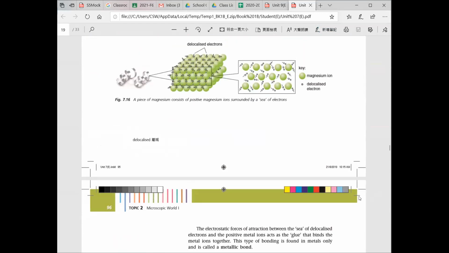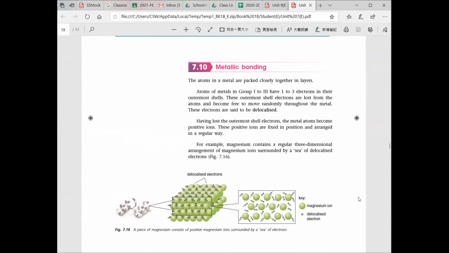So we come to another bond. We call it metallic bond. Have you ever heard of this term before? Mr. Chin, I found this diagram quite familiar. When have I seen it before? Form 2? No, Form 3. The Form 3 final exam, the bonus question. Can you see that? It is the bonus question.